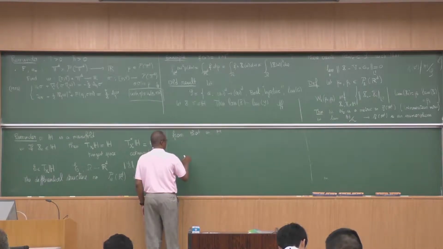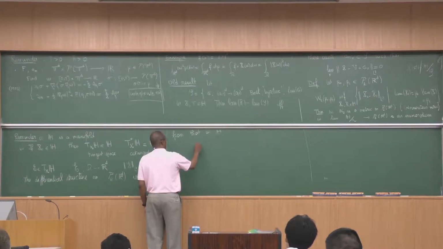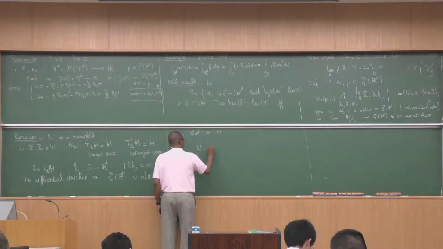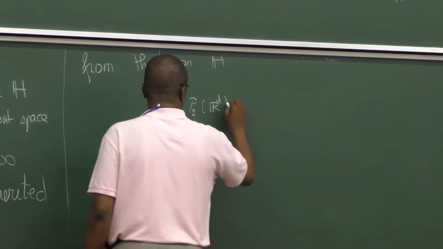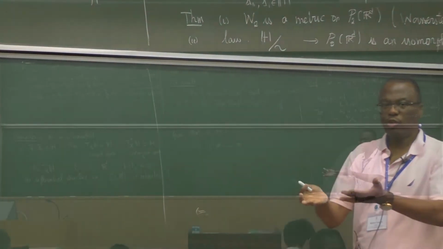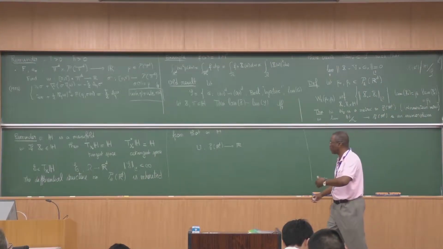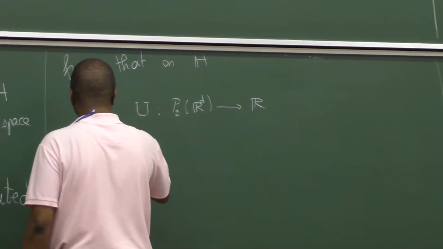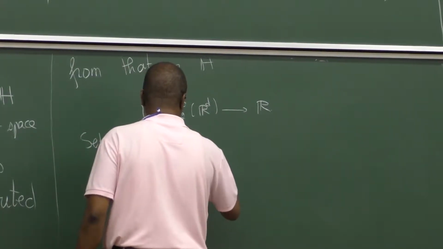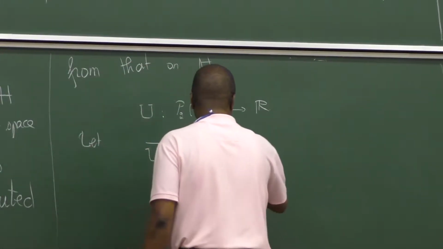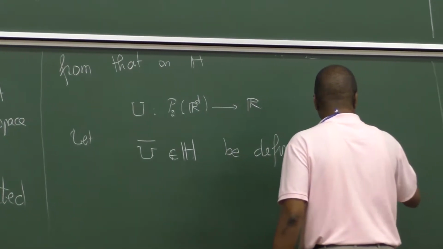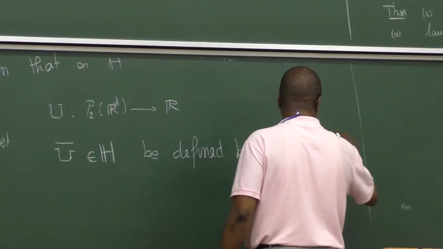So here is what I am saying. Let us look at a function U from the set of probability measures of finite second moment into R. And I am going to define a lift. This function is defined on the quotient space. Set U bar from H into R, let U bar be defined: U bar of X is U of the law of X.